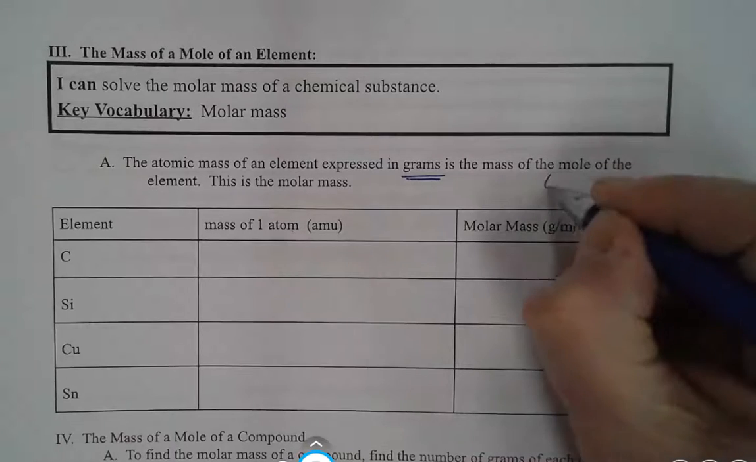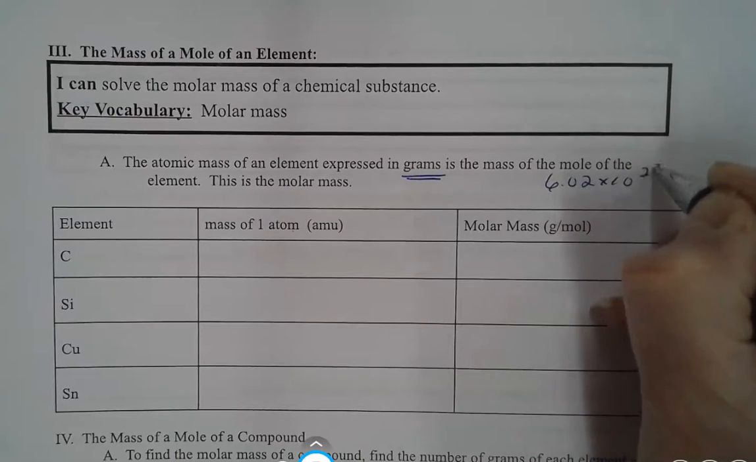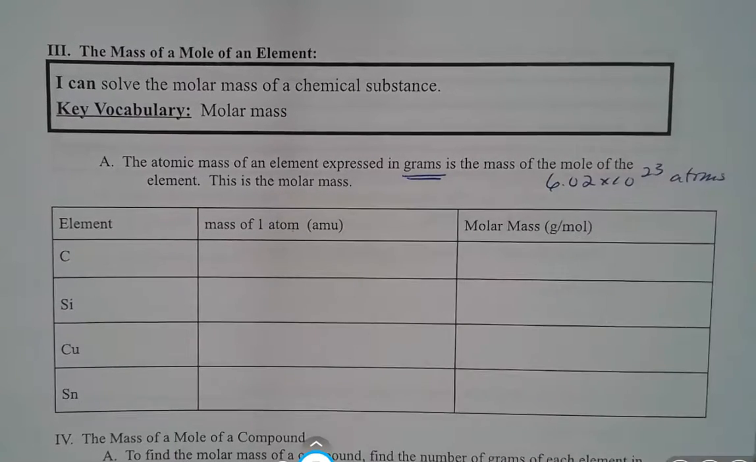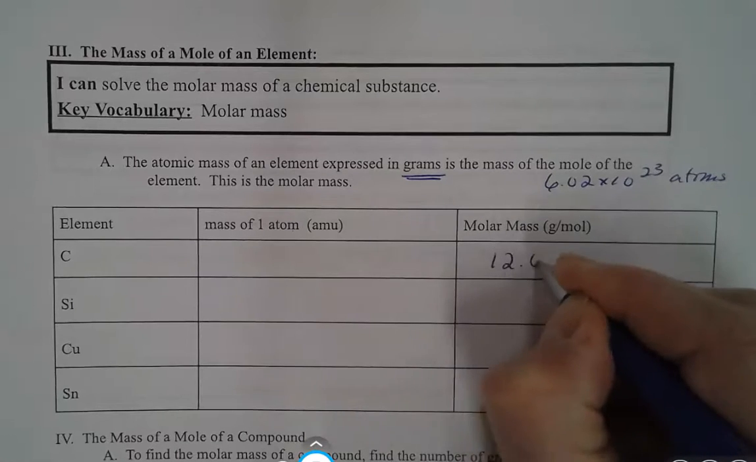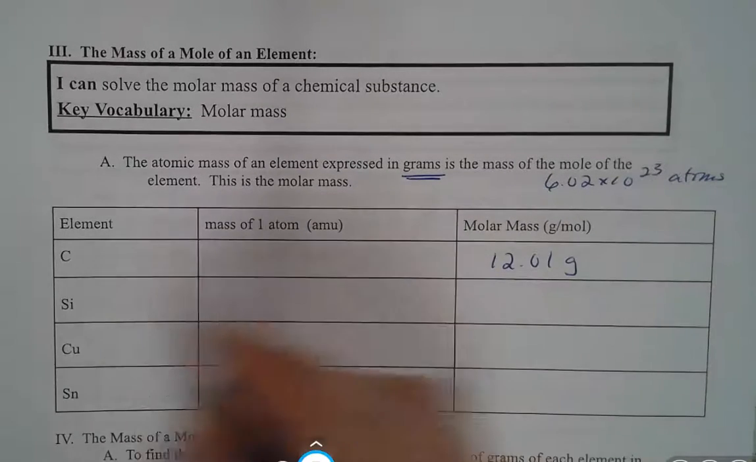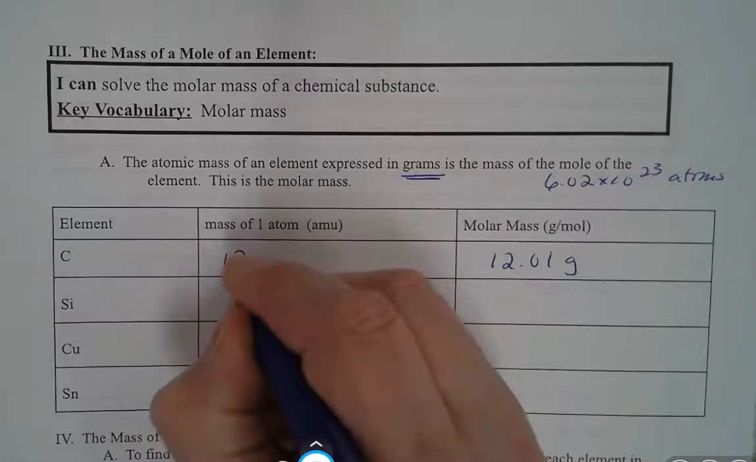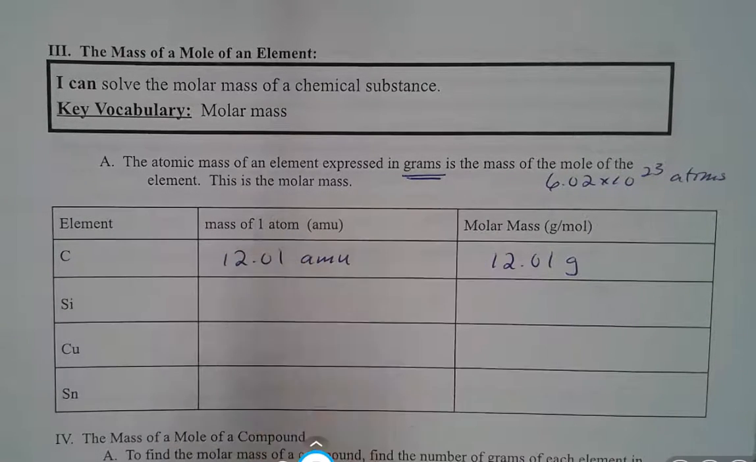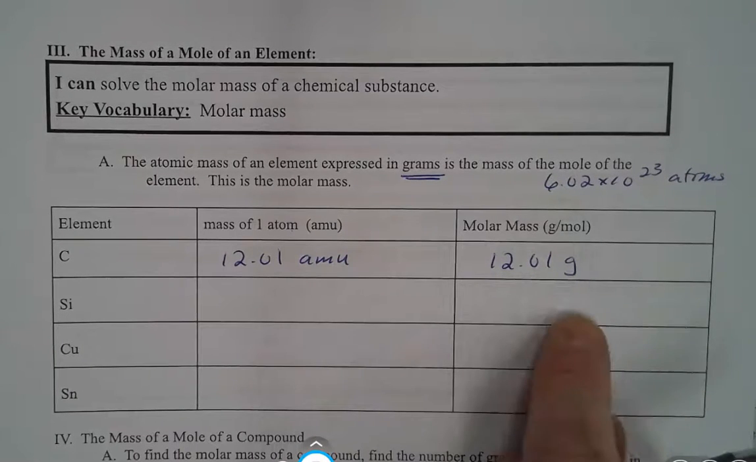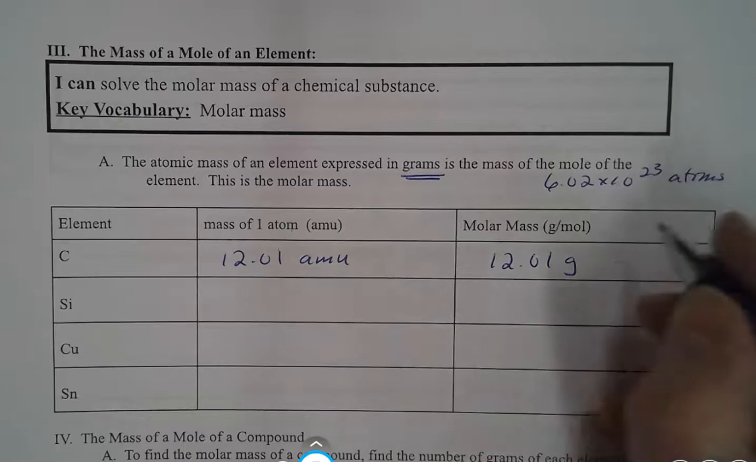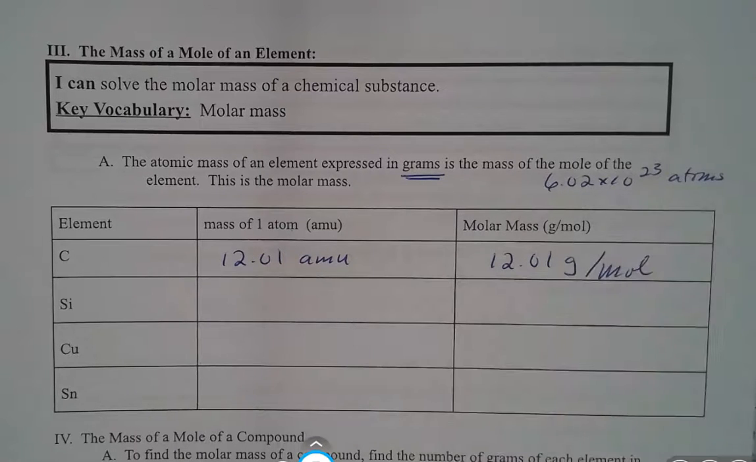In other words, that's 6.02 times 10 to the 23rd atoms of the element. So if I were to sit here and count 6.02 times 10 to the 23rd atoms of carbon, it would weigh 12.01 grams. Well, folks, one atom weighs 12.01 AMUs, atomic mass units. So 1 mole weighs 12.01 grams, so I can use grams per mole as my unit.